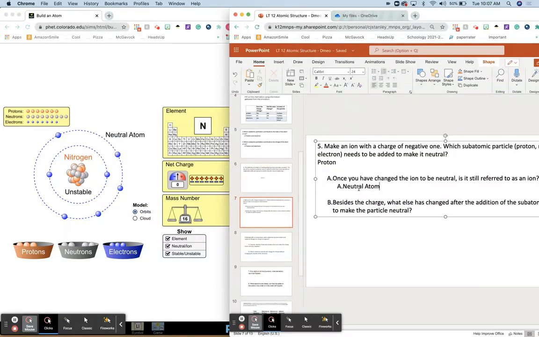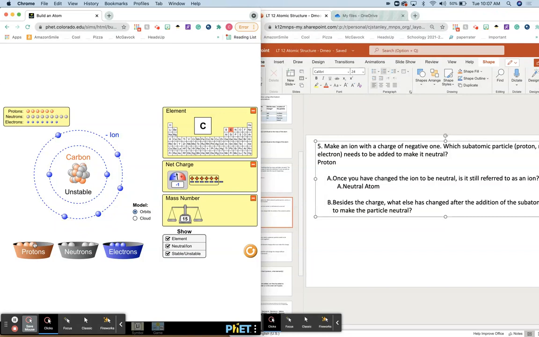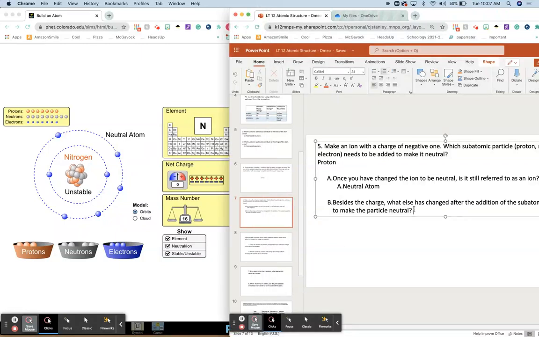Good. Besides the charge, what else changed after the addition of the subatomic particle to make it neutral? All right, this is what it looked like before. We have a charge of -1, a mass number of 15, and it's called carbon. And we have a negative ion. What 3 things did you notice changed? Go ahead and put those here.